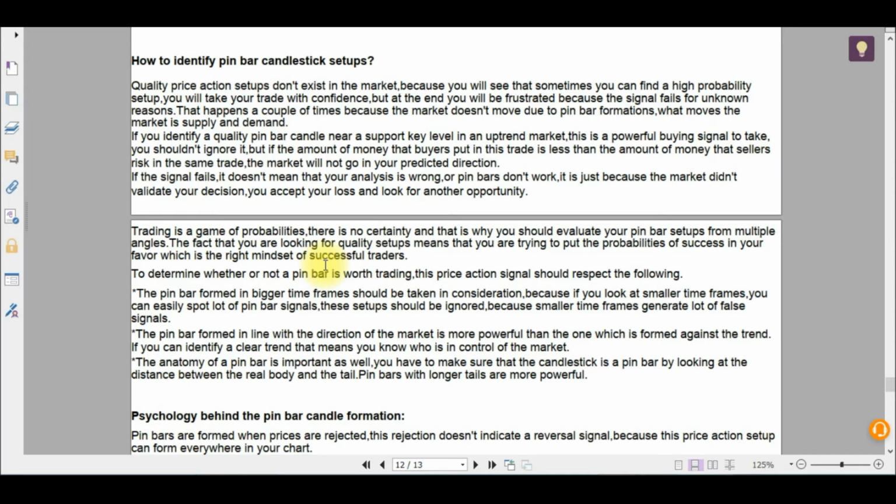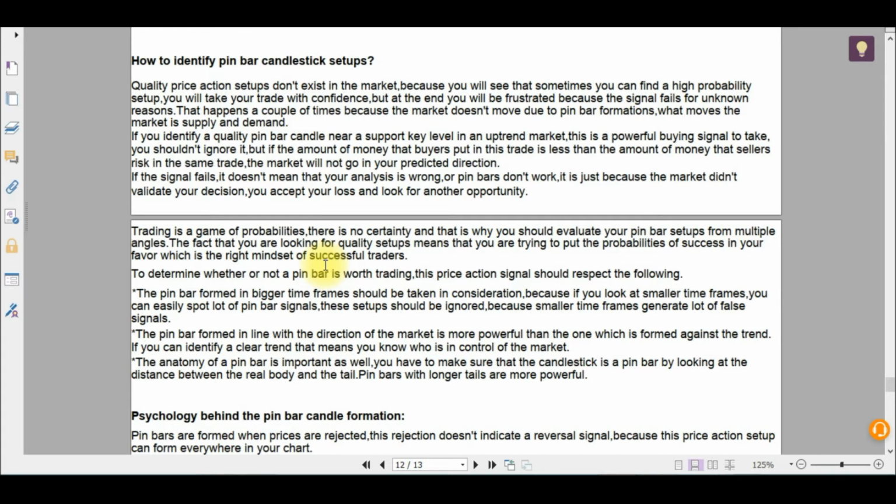So number one, the pin bar formed in bigger time frames should be taken into consideration, because if you look at smaller time frames, you can easily spot a lot of pin bars. This setup should be ignored because smaller time frames generate a lot of signals due to a lot of noise that is happening there.